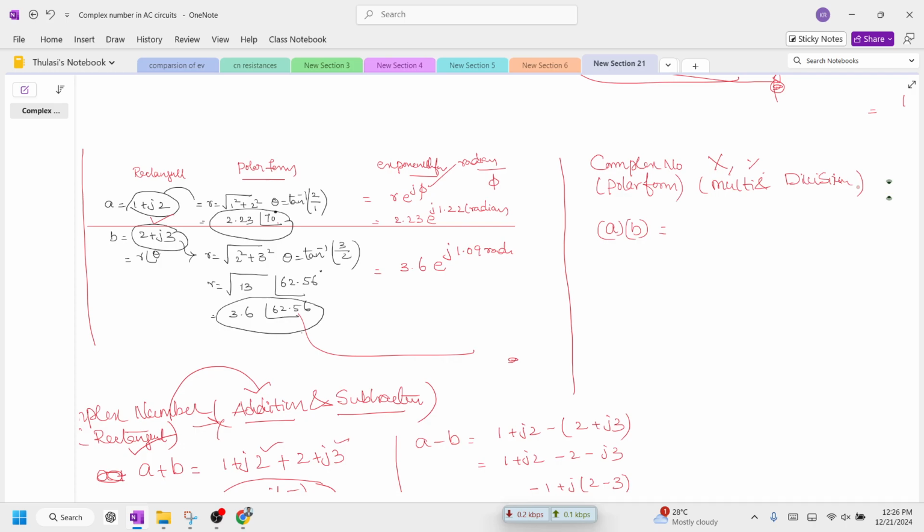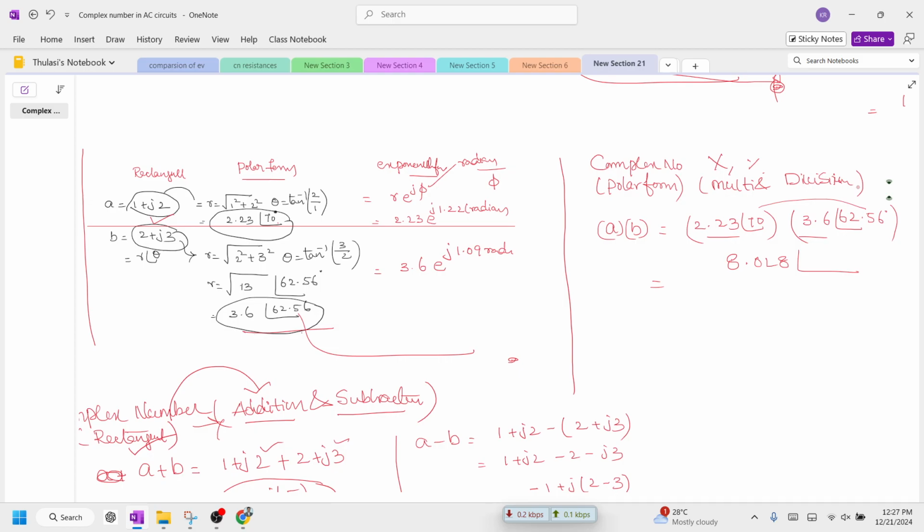Okay, so in polar form, how we can write this: 2.23 at an angle 70 multiplied with, what is the polar form of this representation, 3.6 at an angle of 62.56. So when you perform the multiplication, the product of these two, open your calculators and try to perform the multiplication. This is 2.23 into 3.6. So this is 8.028.